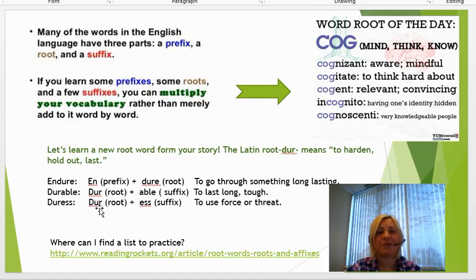All right, so where can I find a list of these words to practice? Well, you can go on the website www.readingrockets.org and look up all the root words, prefixes, and suffixes. I will also be reviewing these and demonstrating the site in class.